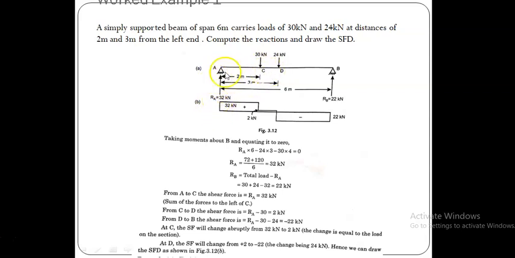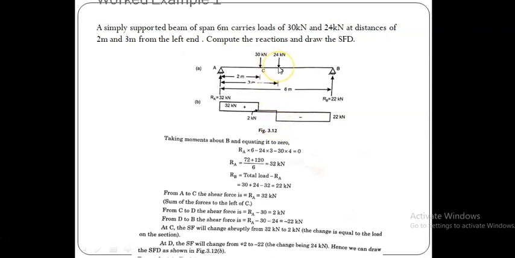In between A and C there is no force, and therefore it comes as a horizontal line. At C there is a downward 30. So this is left up, at C down 30, but totally it is 32. Now it is getting down only 30. The remaining 2 again goes flat because there is no force in between C and D. At D it gets down 24. So 2 minus 24, it is negative 22.